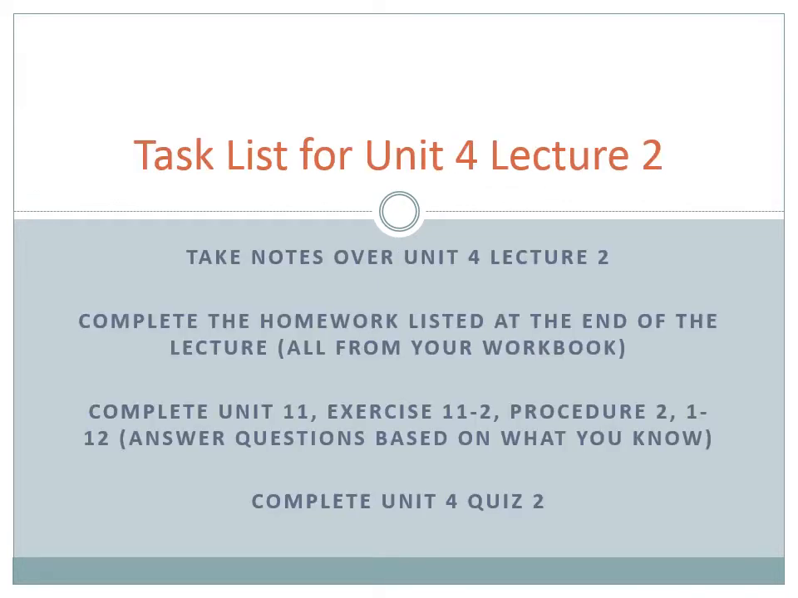Our task list for this lecture, of course, you got to take some notes on it, and there's homework. Like I said in the last lecture, there's a lot of homework, so make sure you're doing this as you go through. There is an exercise in Unit 11 of your book, and it's basically testing out the cranial nerves. A lot of these things you might not be able to do at home, like if you don't have a tuning fork or stuff like that. However, you can figure out what cranial nerve is being tested. So just go ahead and answer those questions based on what you already know. And then there is a Unit 4 Quiz 2.